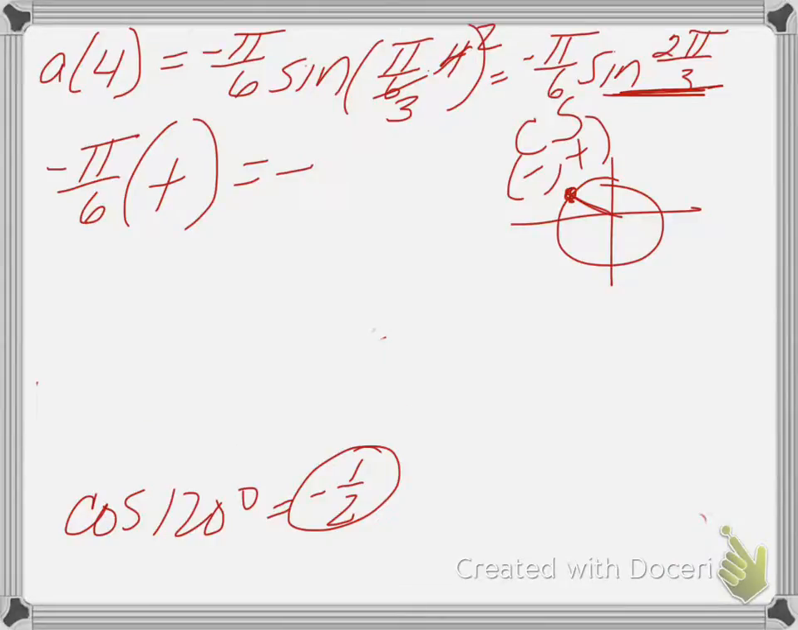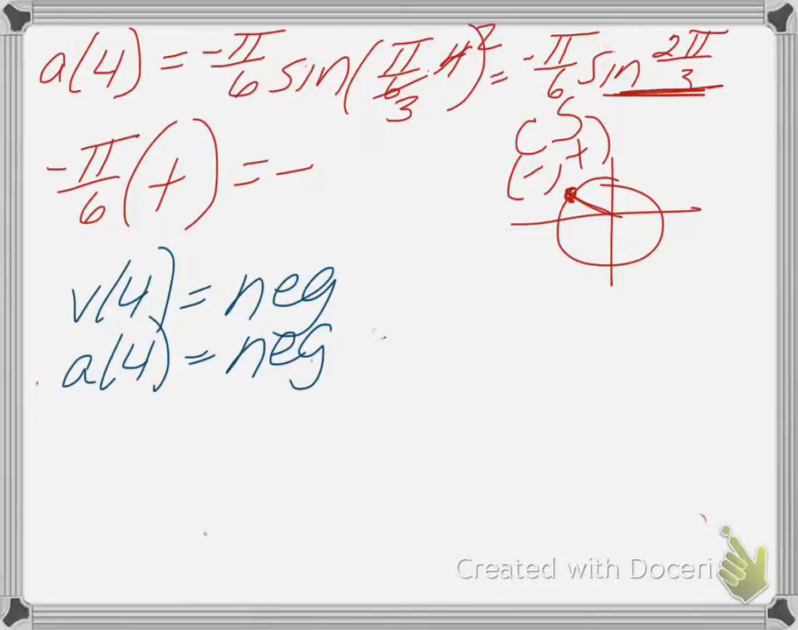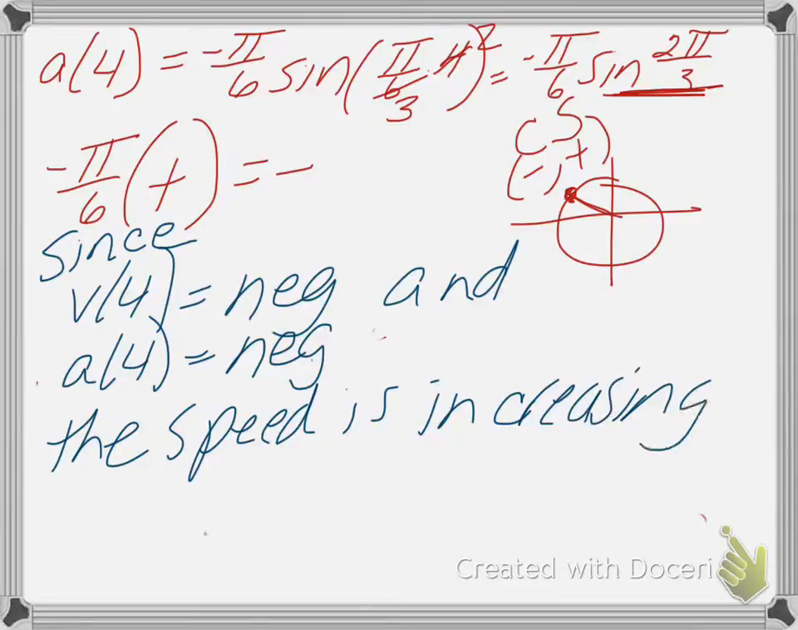Okay, we found that v of 4 is negative and a of 4 is negative. So now we can say since v of 4 is negative and a of 4 is negative, the speed is increasing, because if the signs are the same, it's increasing, at t equals 4.